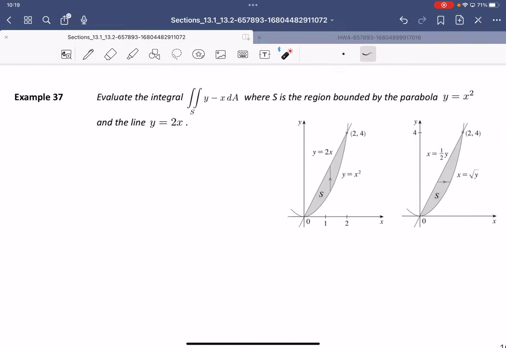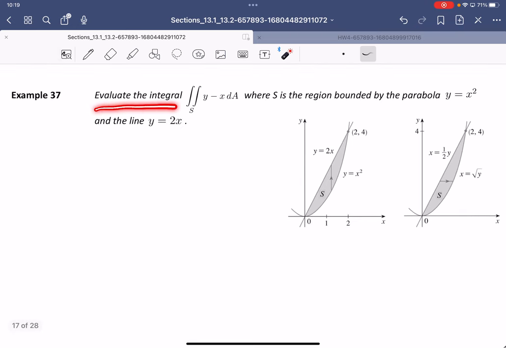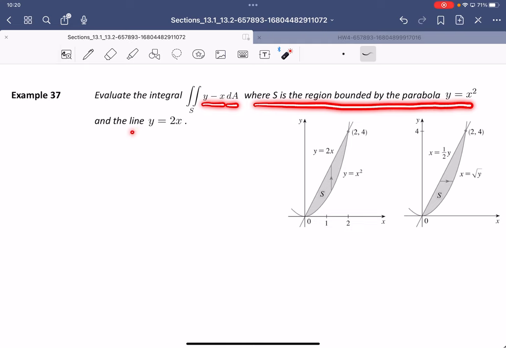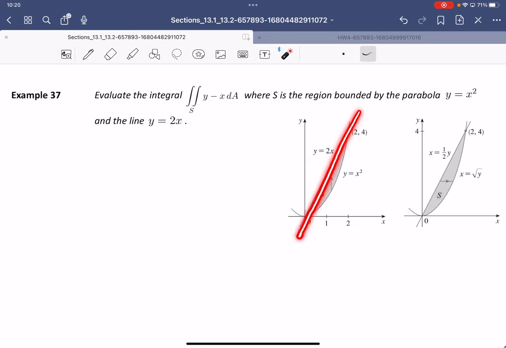So example 37, I want you to compute the double integral over the set S of y minus x dA, where S is the region bounded by the parabola y equals x squared and the line y equals 2x. For this question I already gave you a picture. This is the line y equals 2x, and then I also have the parabola y equals x squared.